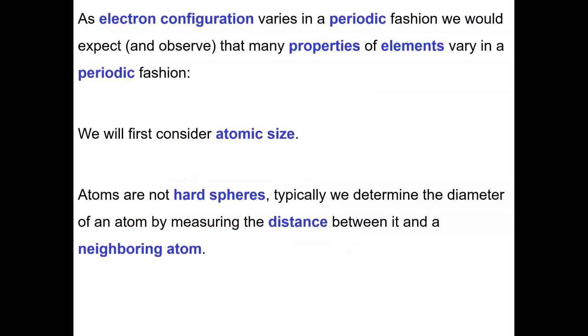As I mentioned in the introduction, as electron configuration varies in a periodic fashion, we would expect to observe that many properties of elements vary in a periodic fashion as well. The first property that we're going to be looking at is atomic size, or what we might say atomic radii.